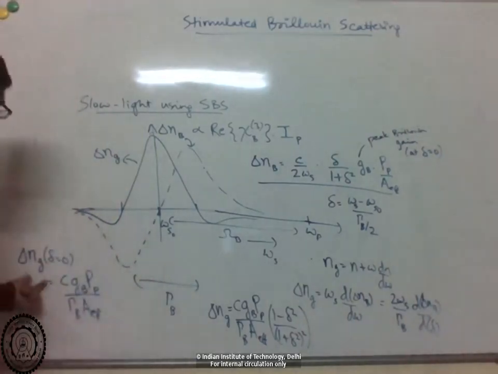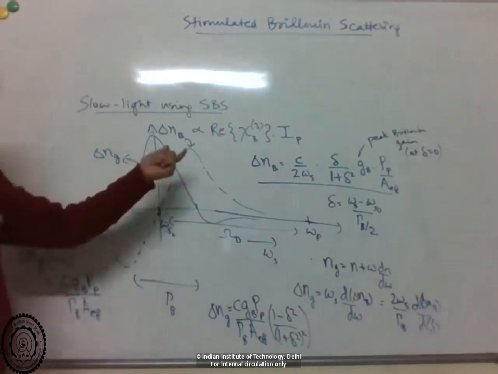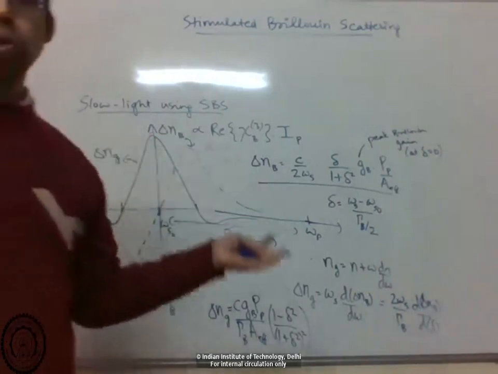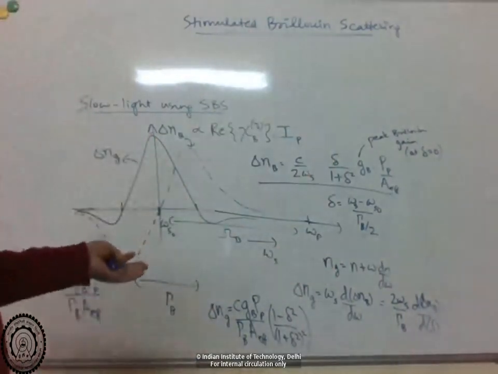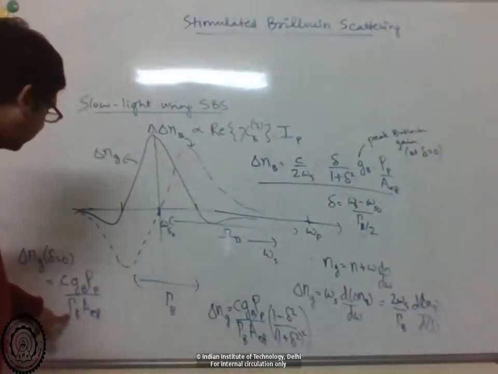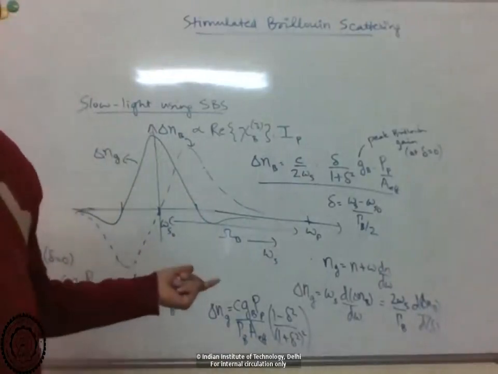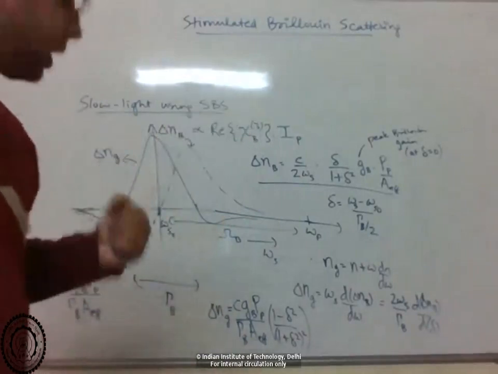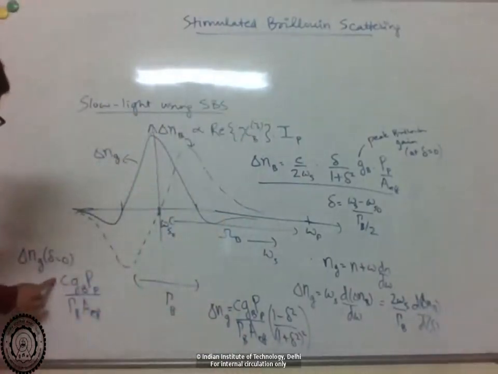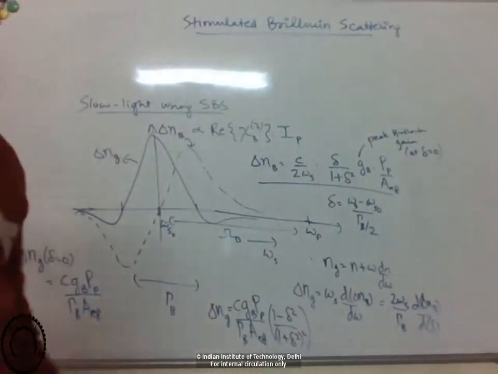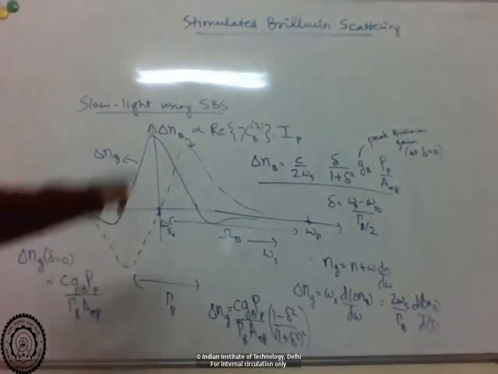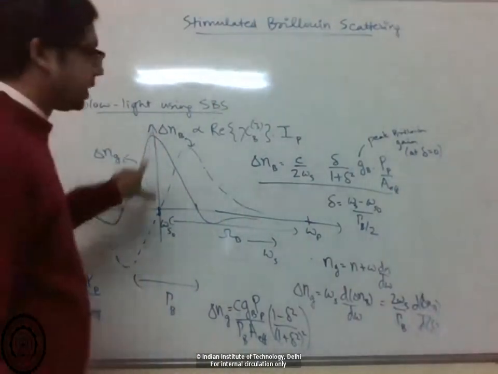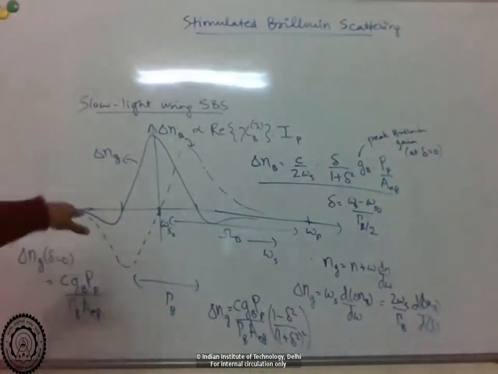But the point is for Brillouin, for example, in silica optical fibers, this GB we saw was like 2 orders of magnitude higher than Raman gain, and this gamma B is actually 2 orders of magnitude smaller than the Raman line, right? So this value can be much bigger than for the Raman case in the Brillouin. So you can get much larger change in the index for the Brillouin.